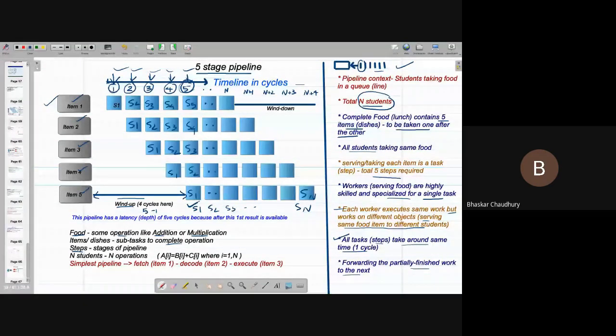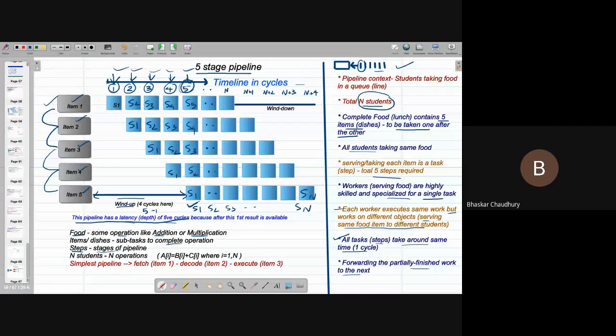Here you can see everything was done in five steps: 1, 2, 3, 4, 5. That is called the stages of the pipeline, or the depth of the pipeline. This pipeline has a latency of 5 cycles, because only after 5 cycles do you get the first result. So the latency or depth of the pipeline depends on the number of subtasks involved in that particular operation. Now suppose you are doing n operations.